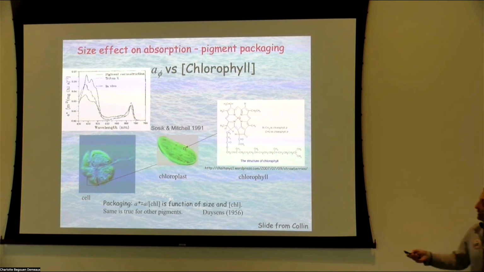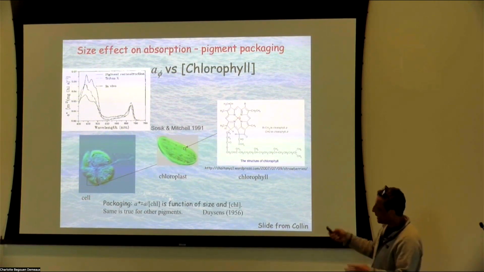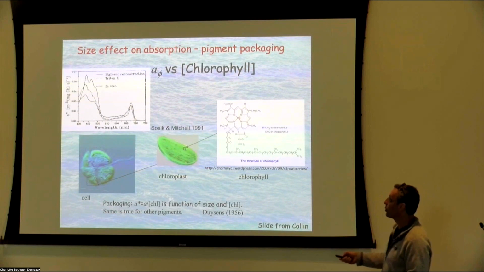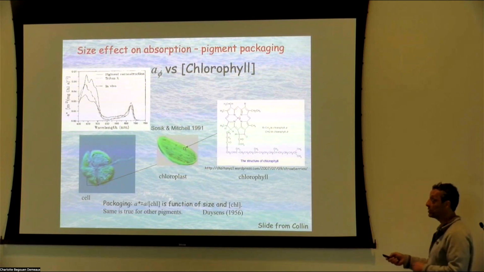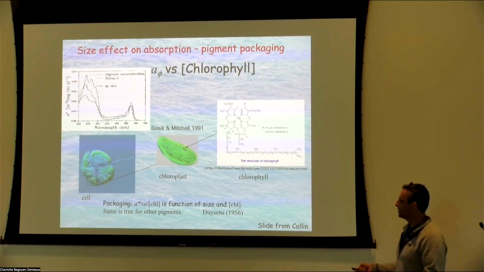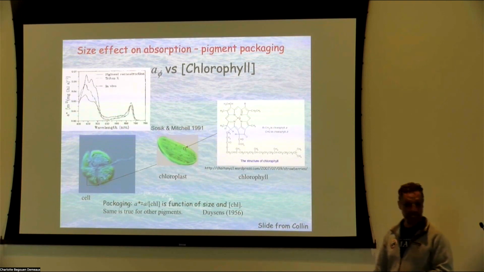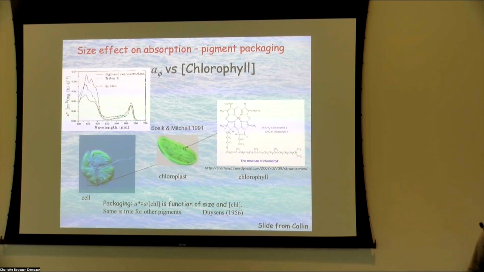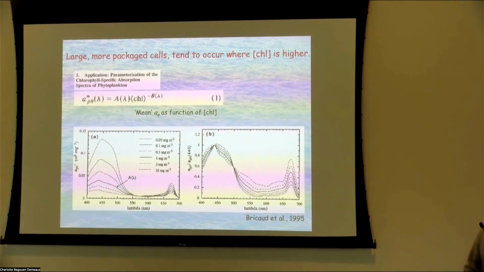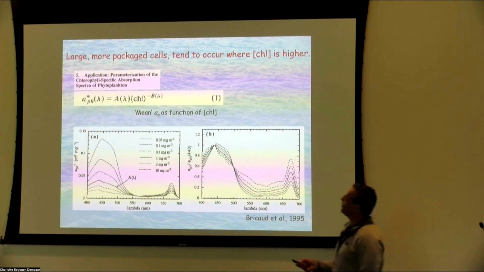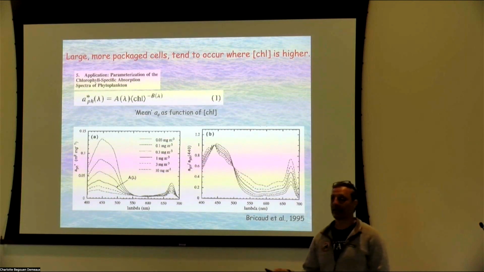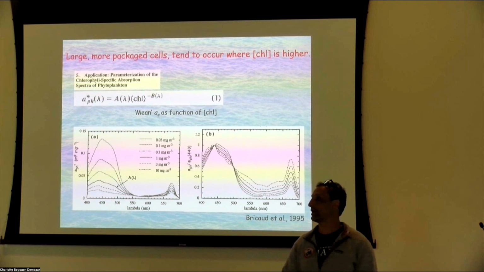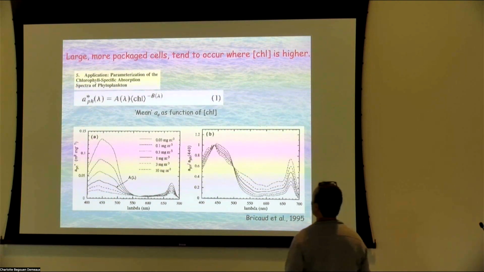So this change as you put things in chloroplasts in the cell is called packaging. It's a function of both size and chlorophyll concentration. The basic paper on the subject is by Duysens from 1956. So it's been known for a while, it's not new. It's something people have known. And there's also a certain relationship with chlorophyll over the broad ocean that is very useful.